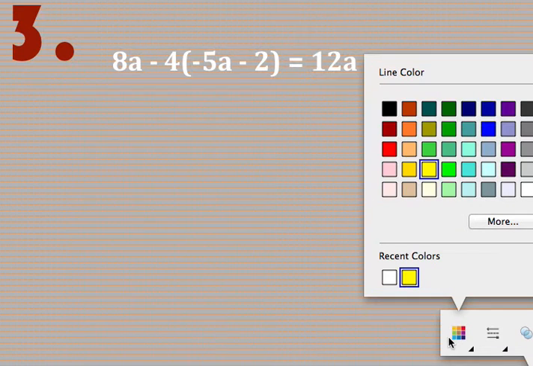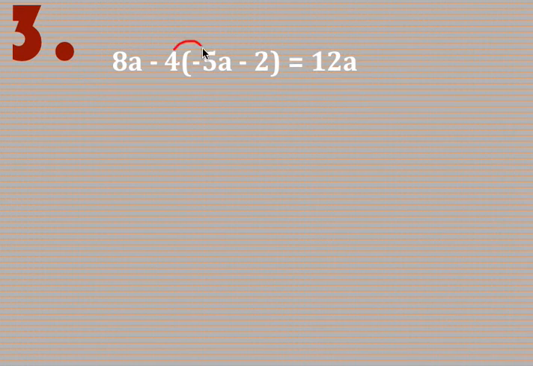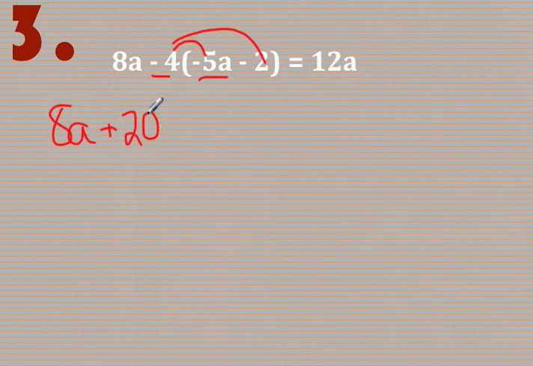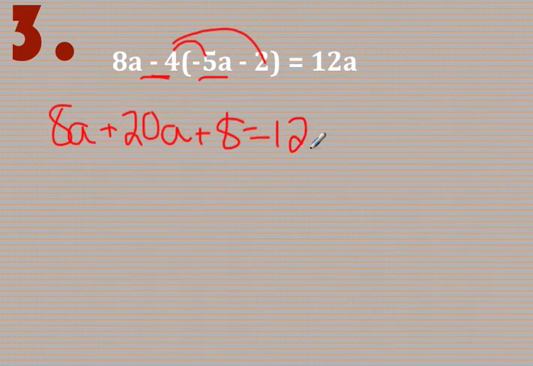So let's go ahead and take a look at number 3. So we're going to distribute in the parentheses. So I have 8a here, negative 4 times negative 5. When you multiply a negative times a negative, you're going to get a positive. So that's going to be 20a. Negative 4 times negative 2, again, is going to be positive, and you're going to get 8, and that's equal to 12a. So then I have 8a plus 20a.